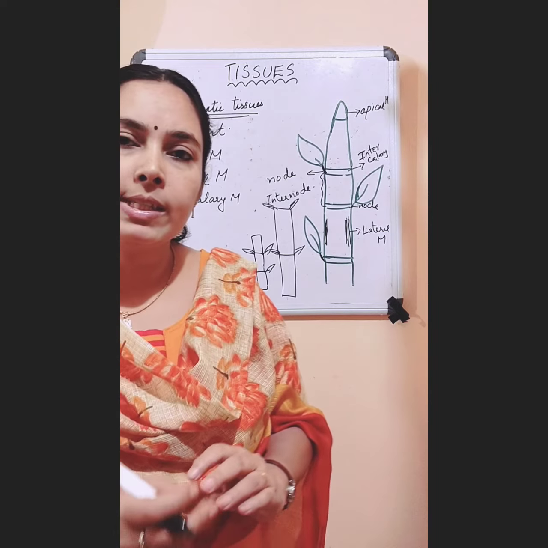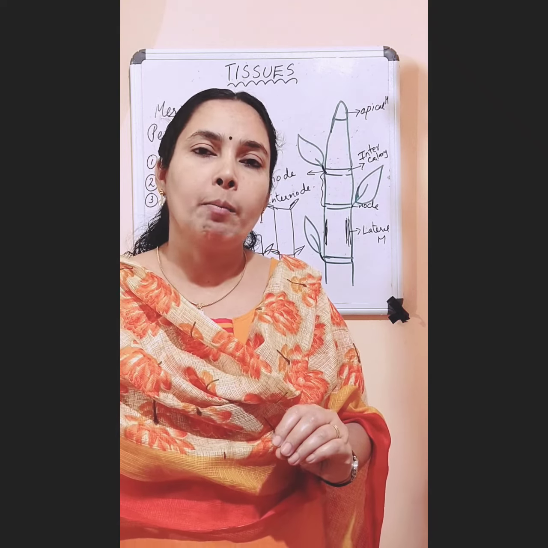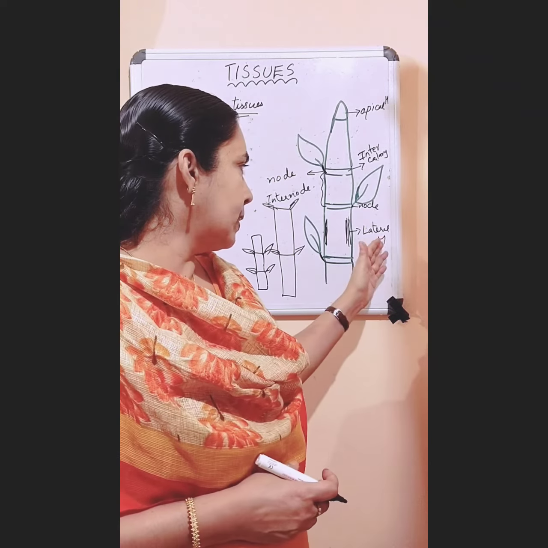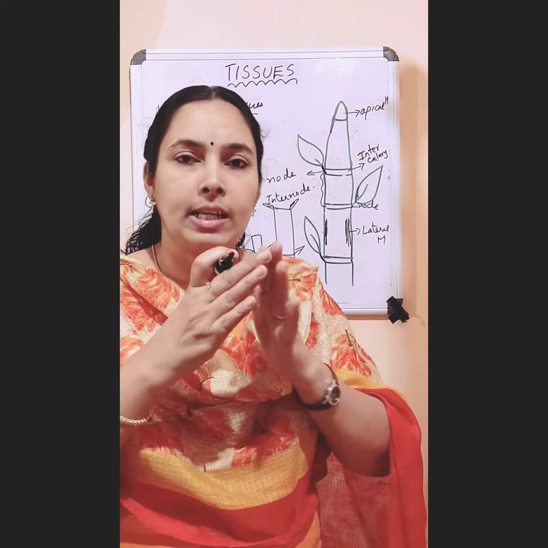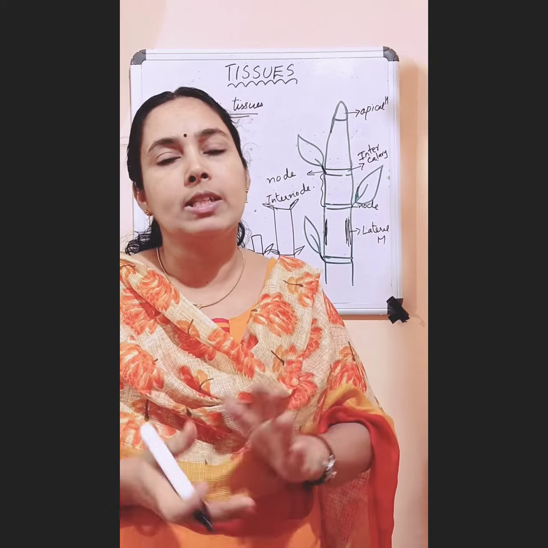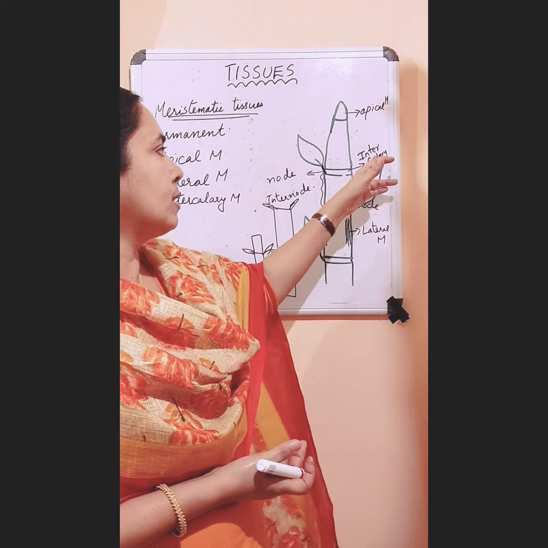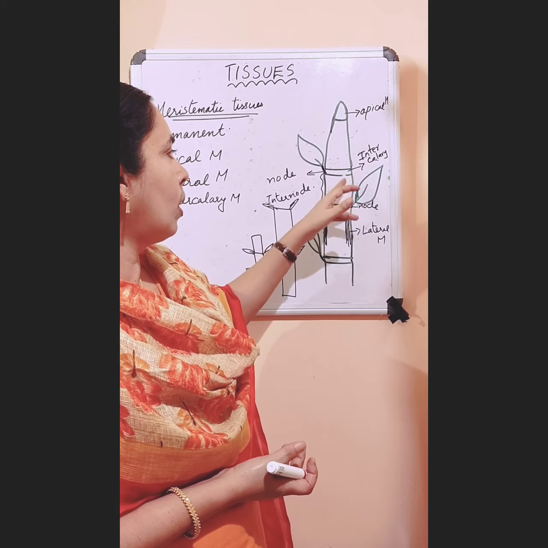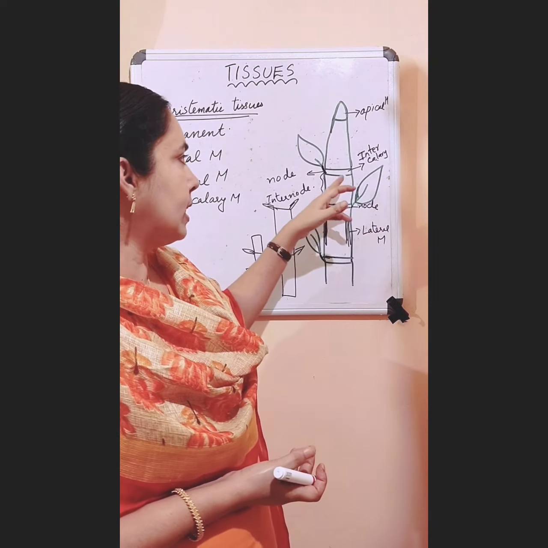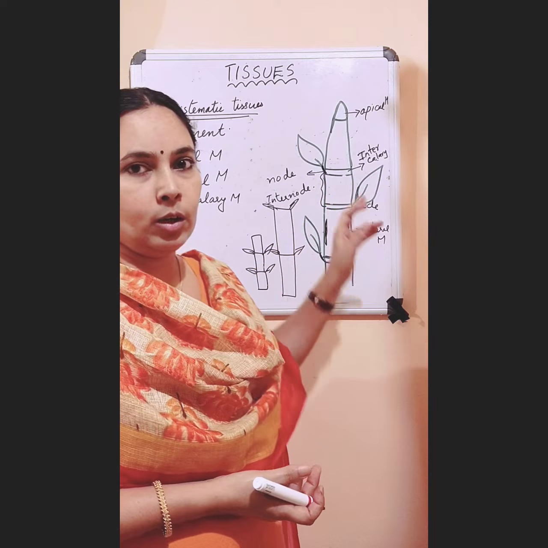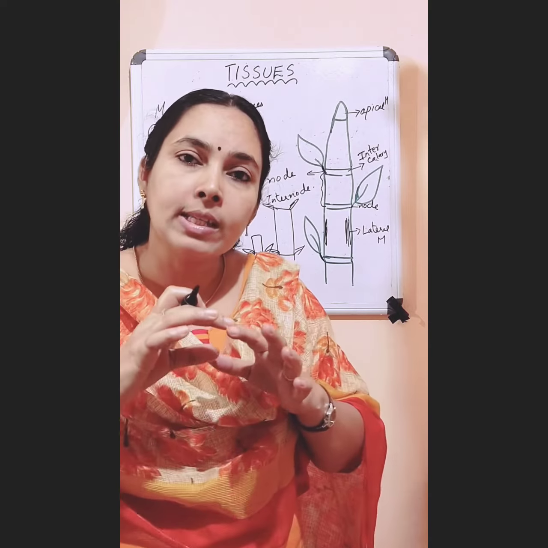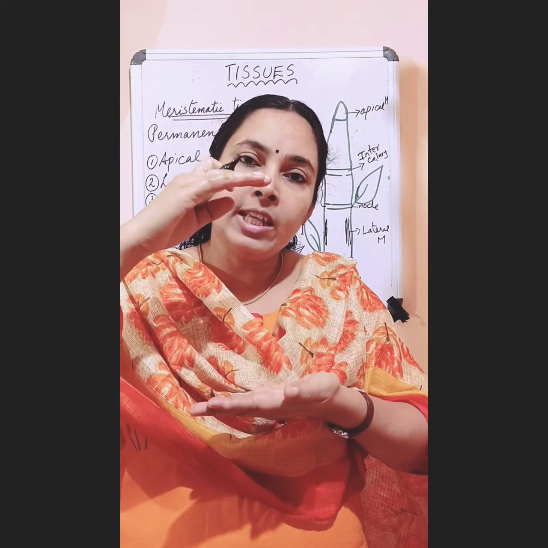It helps to increase the length of the stem and root. Lateral meristem is present on the lateral sides. It helps to increase the thickness of the stem and root. And intercalary meristem is present at the nodes or internodes. It will help to increase the length of the internodes.